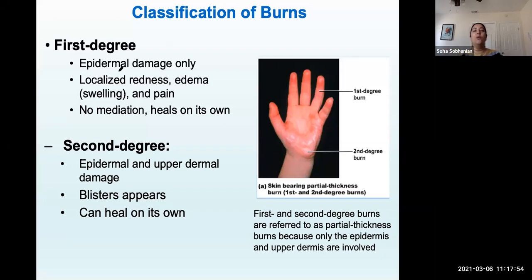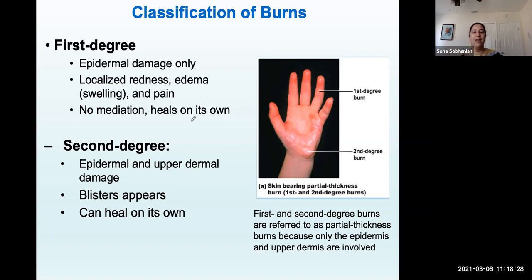First of all, you're only damaging the epidermal layer, which is the top layer of the skin. A lot of it is dead skin cells, right? So what you have is localized redness, swelling, and of course pain, but you can't really do anything. It's going to heal on its own. You can just put a little bit of burn cream on it and you're good to go, okay? A typical first-degree burn is sitting in the sun for too long. So that's basically a first-degree burn.